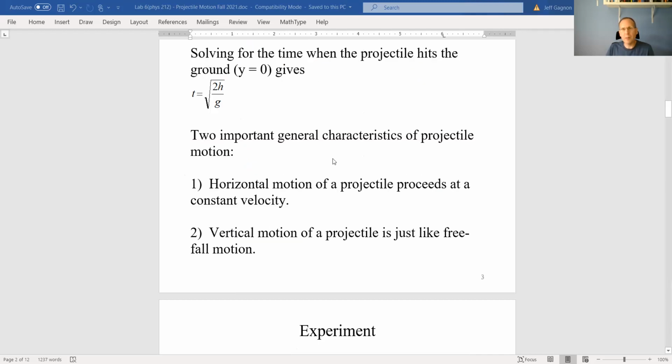And again, just to review, 2 important characteristics of a projectile are that the horizontal motion is constant, and the vertical motion is like free fall motion, right? If you put those together, you get the motion of a projectile. Okay, so that's the review.